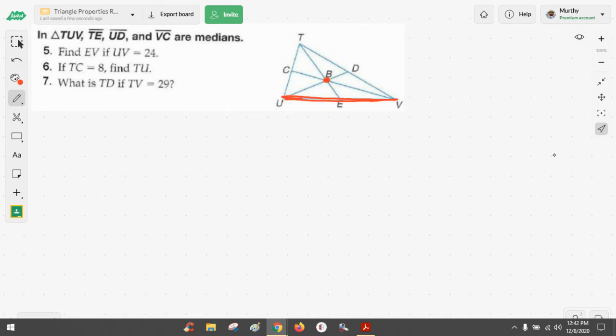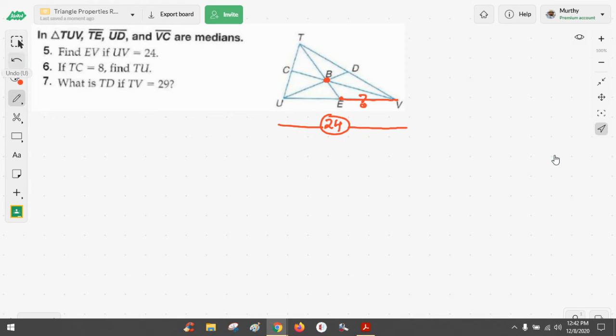Friends, please notice that UV is not a median. It is a side. So find EV. EV means you are asked to find the length from here to here. What is the length of this one? I know that UV is 24, and you are asked to find this small piece, right?